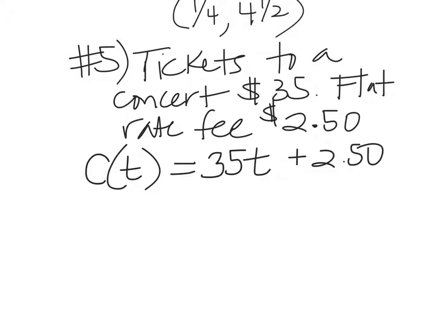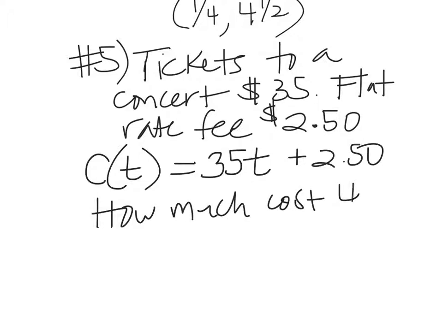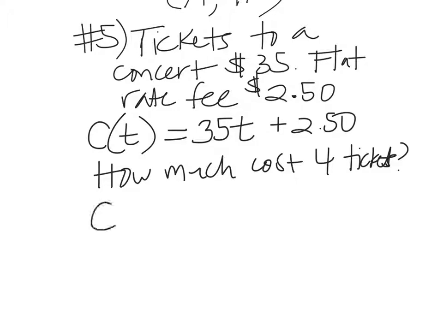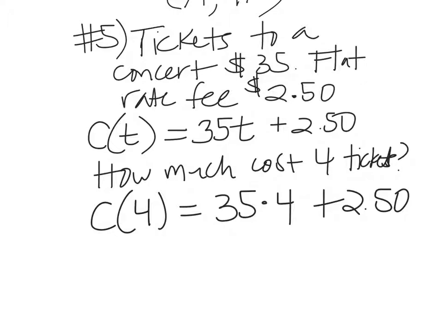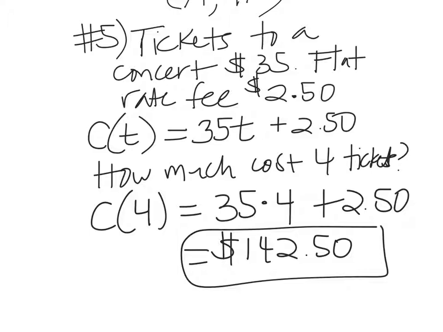Now, how much would it cost for 4 tickets? So maybe 4 people want to go. 4 of your friends want to go, and they've put you in charge of buying them all. So we're going to do the cost of 4 tickets, and we're going to plug that in. We're going to go $35 per ticket, so times 4, plus the handling fee of $2.50. Plug that in your calculator, and it's $142.50. There you go. Done.